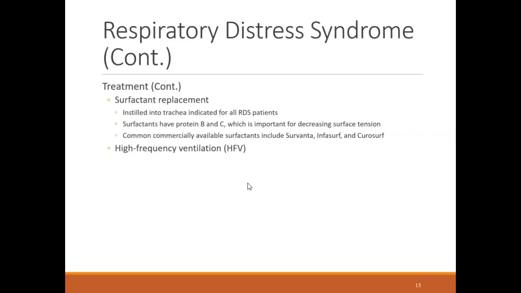Typically it's given, depending on the brand that you're using, you could be giving it every 6 hours. And it's dependent on the brand what the dosing is. So, like I said, very expensive treatment, but extremely effective in treating RDS.